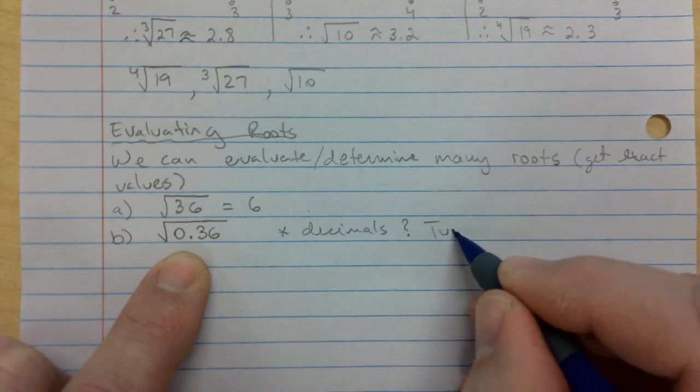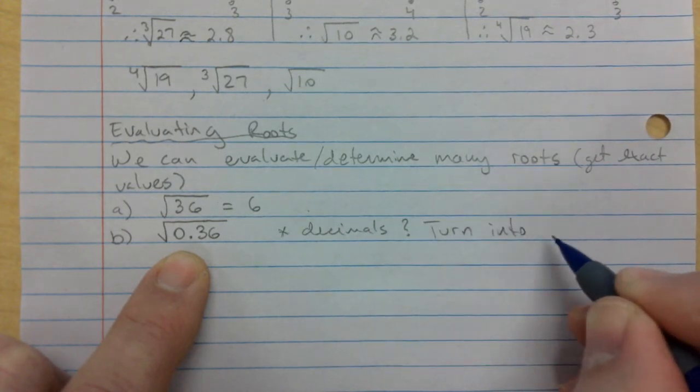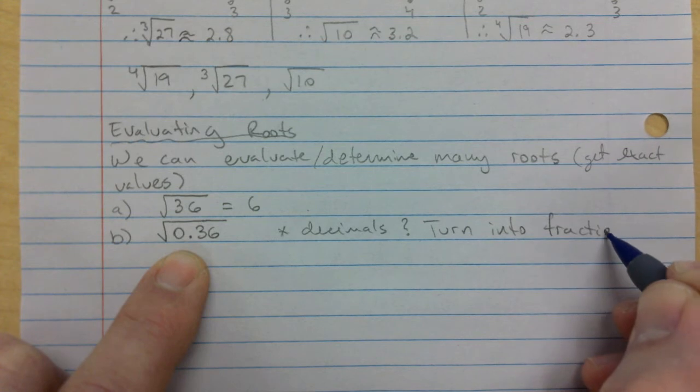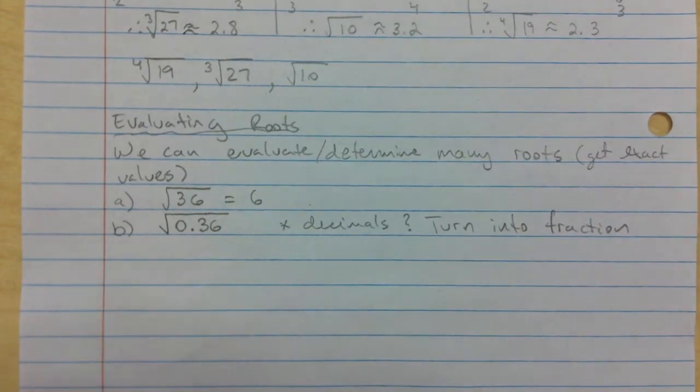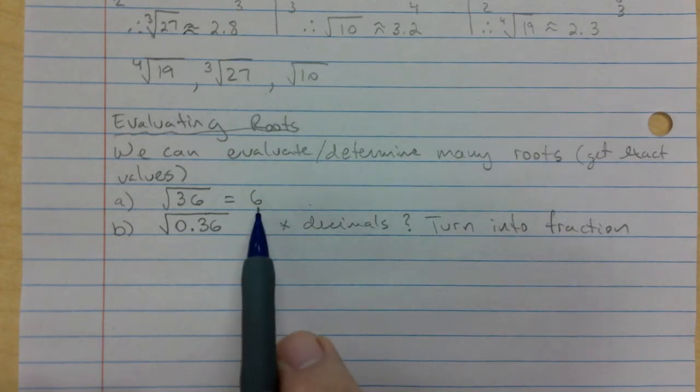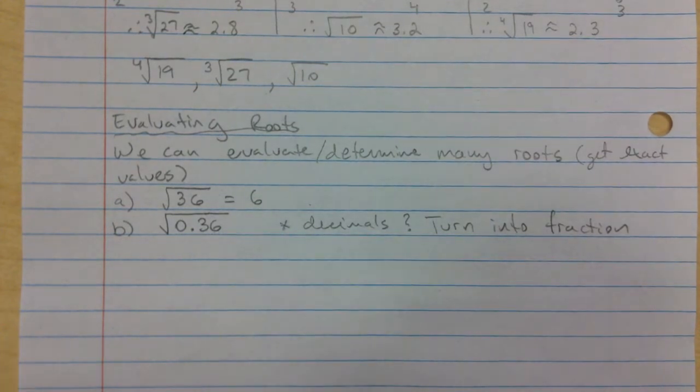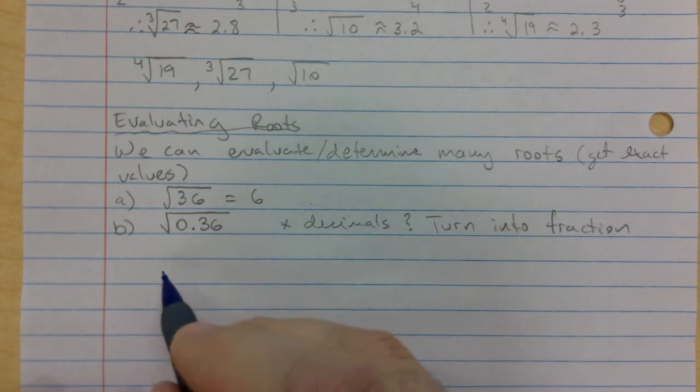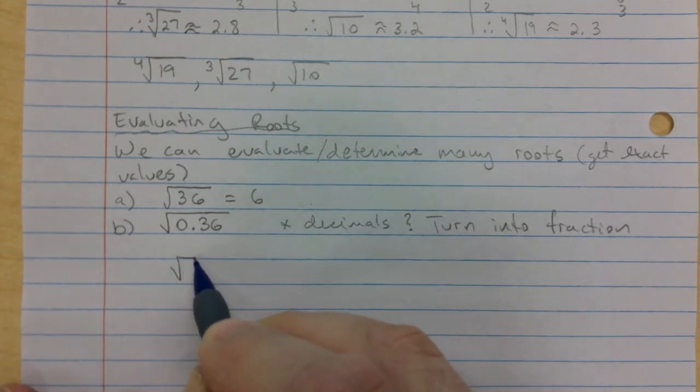What we will do is turn them into fractions. That's how we're going to do that, okay? We don't want to be taking roots of decimals, although you can probably estimate what it's going to be, okay?